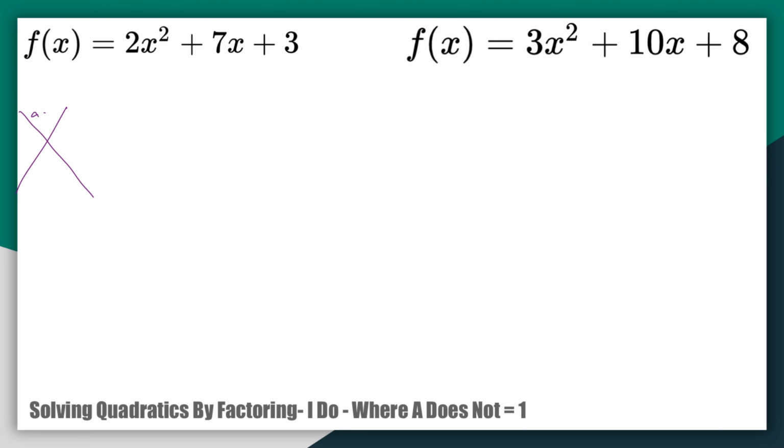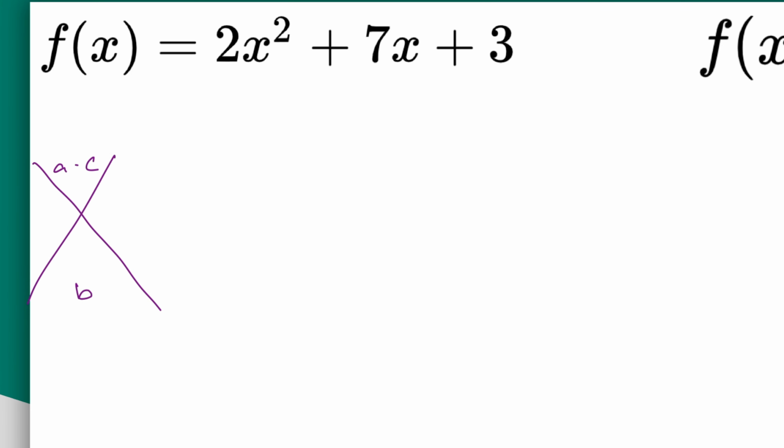We have a times c up top, and we have b on the bottom. Notice how a times c, it was always just a c value before when a is 1, but now we actually get numbers. 2 times 3 is 6, right? Because that was a times c, and then b is 7. So we ask ourselves, what times what gives us 6 that adds to give us 7? The answers would be 6 and 1, okay? Or 1 and 6, either way, okay? Now, what do we do with these?